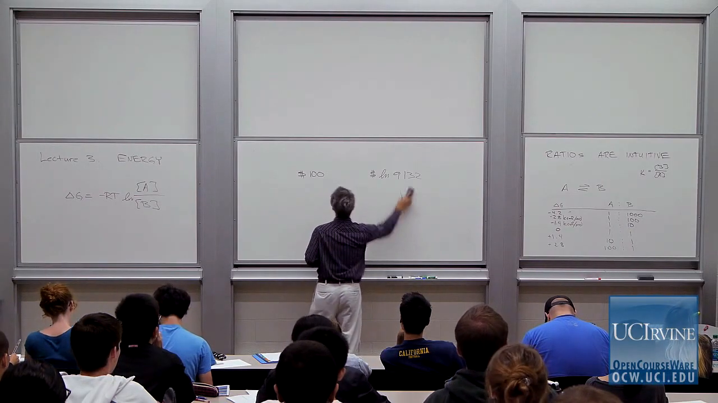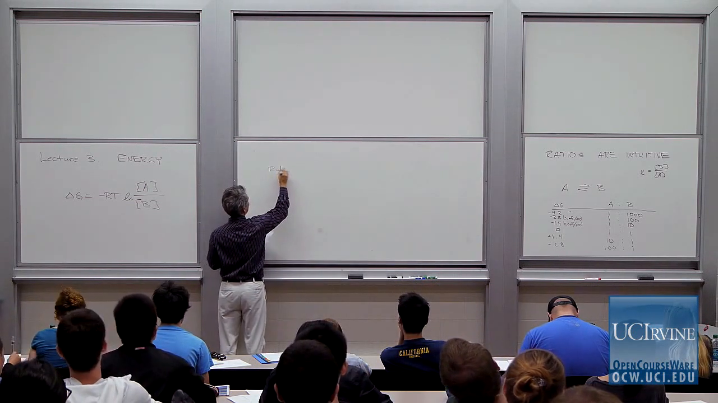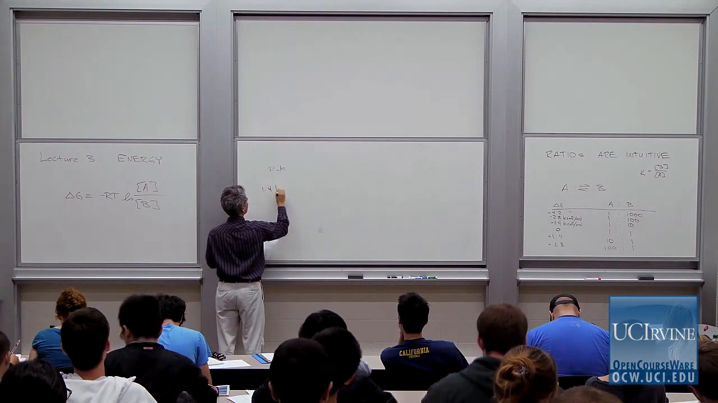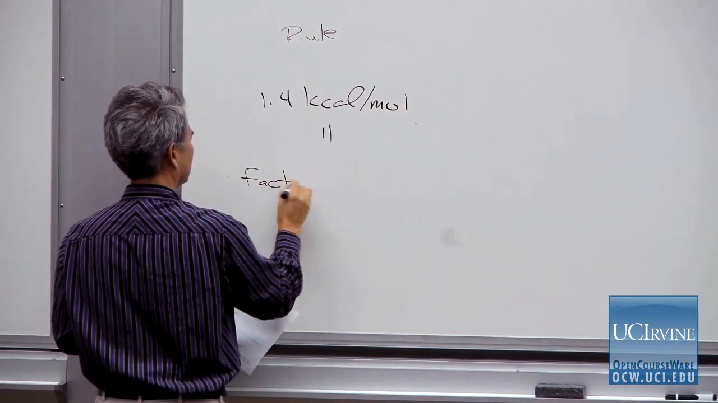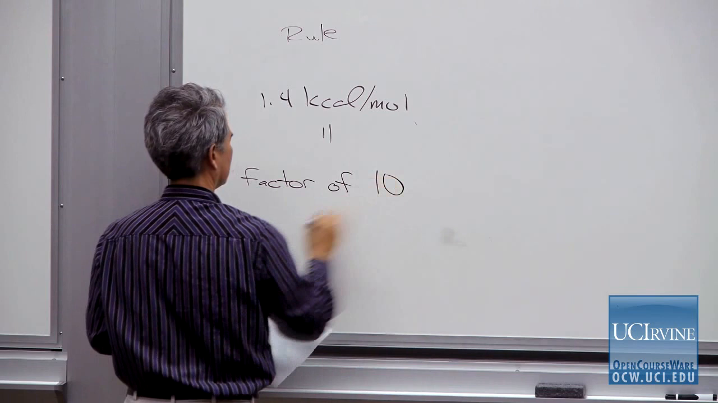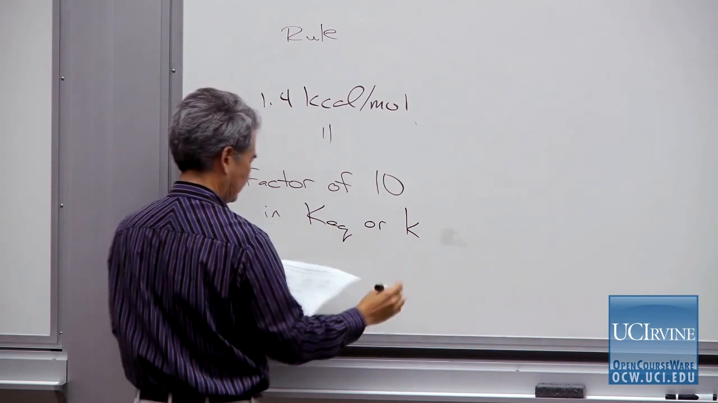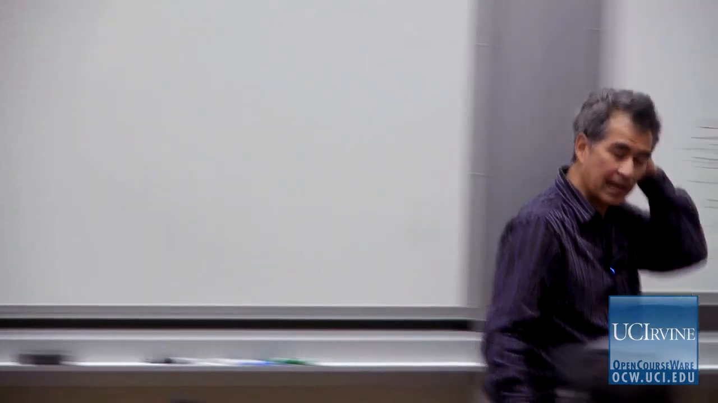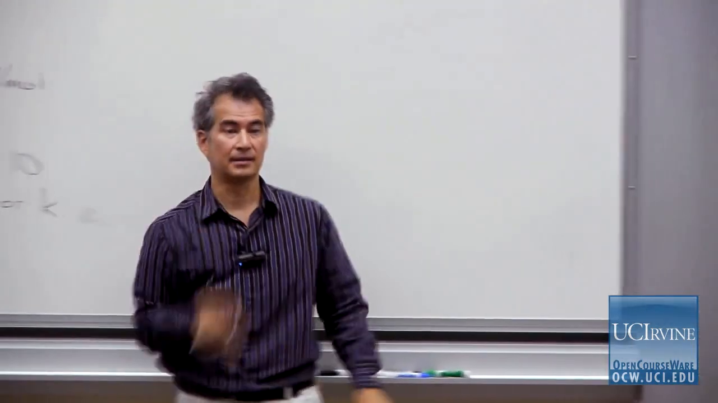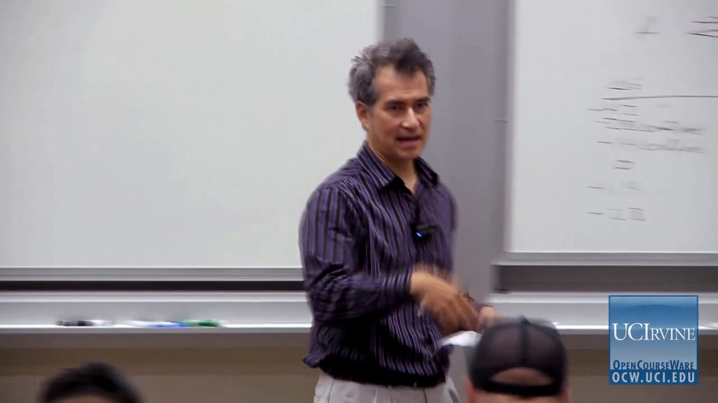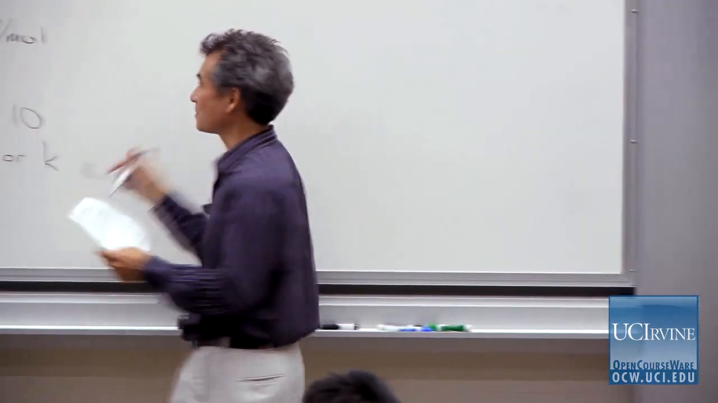OK, let me give you one more rule to add on to that. Let me first write out the 1.4 rule. So 1.4 kcals per mole is equal to a factor of 10, either in an equilibrium constant or in a rate constant. Yes? It's at 298. And I think on the problem set I ask you to do some conversion for a different temperature. OK.